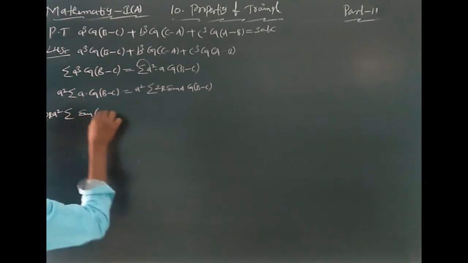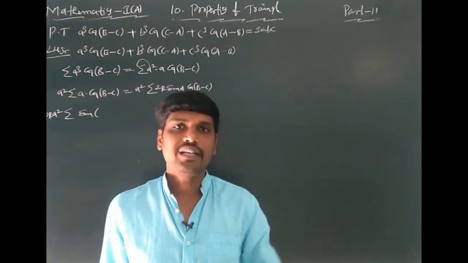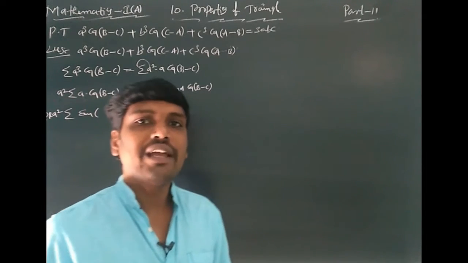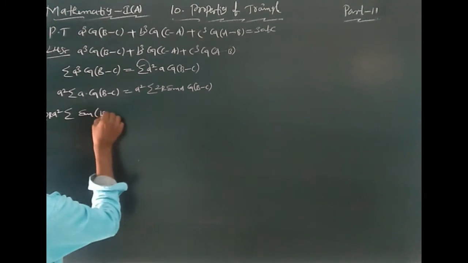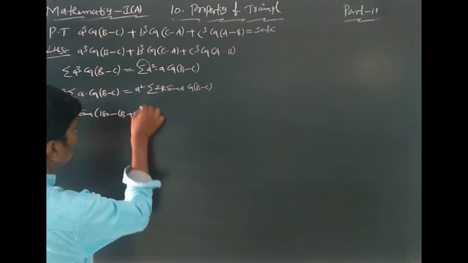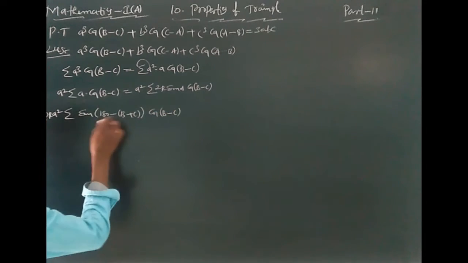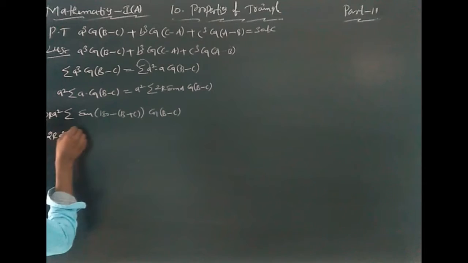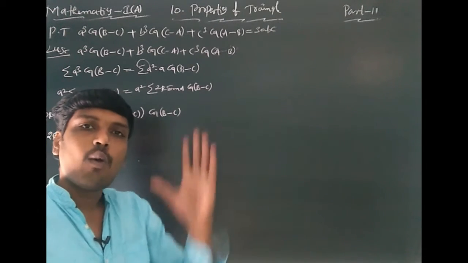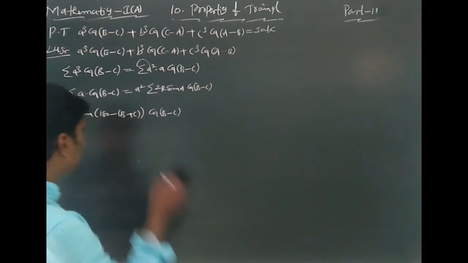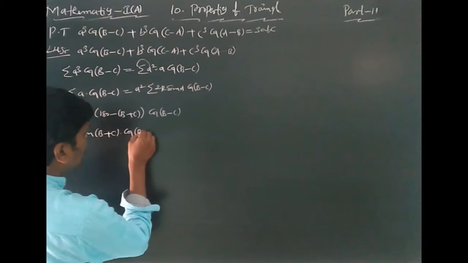Here sine a: a plus b plus c equals how many degrees? 180 degrees. Then a plus b equals 180 minus c, and a equals 180 minus of b plus c, into cos of b minus c. Understood? After that, 180 minus theta, which quadrant? Second quadrant, where sine is positive. So sine a can be written as sine of b plus c into cos of b minus c.